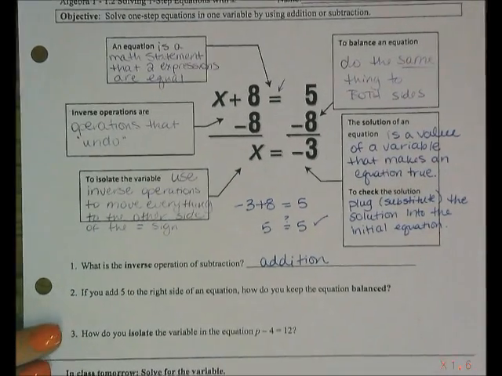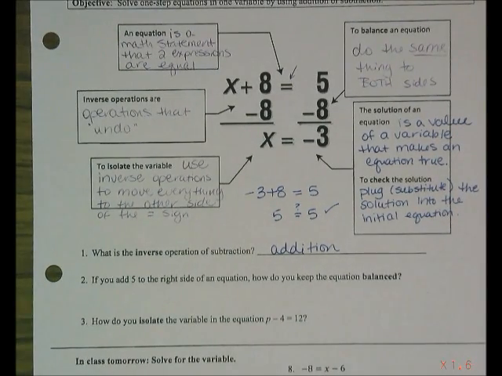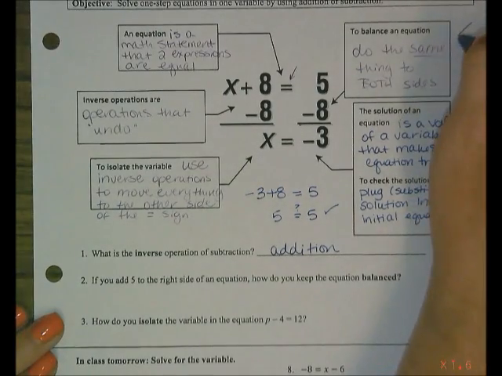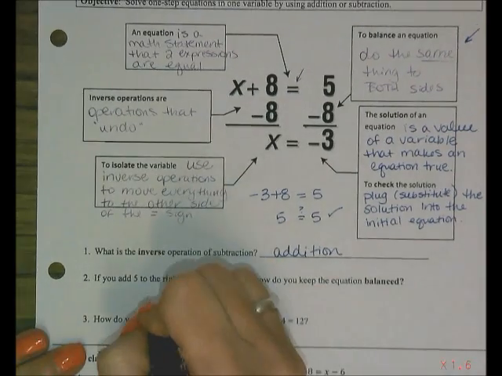On number 2, it asks us, if you add 5 to the right-hand side of an equation, how do you keep the equation balanced? Remember, up here we talked about an equation must be balanced, so you do the same thing to both sides. So in this situation, you'd have to add 5 to the left-hand side of the equation as well.